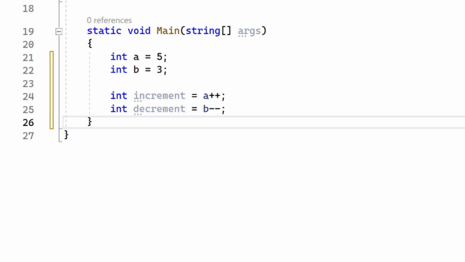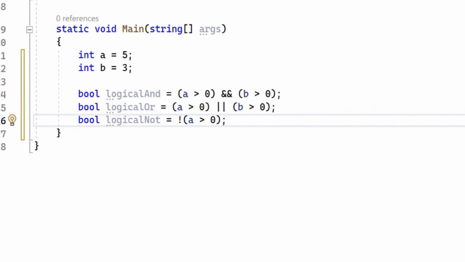What happens here is the variable increment will hold the original value of a, while a itself is going to be increased by 1. In a similar fashion, this applies to the last line of code, which is int decrement equals b minus minus. The variable decrement will hold the original value of b, which is 3, and the variable b will now hold the value of 2.